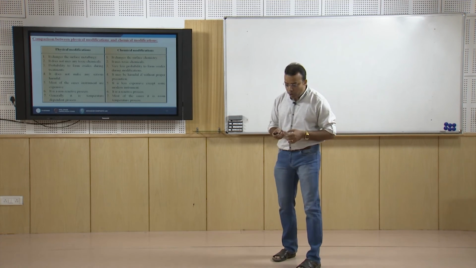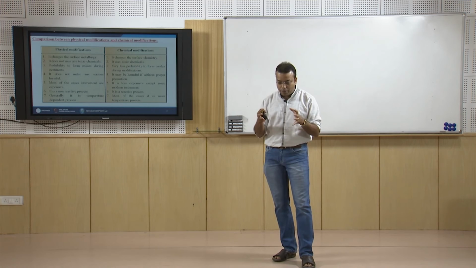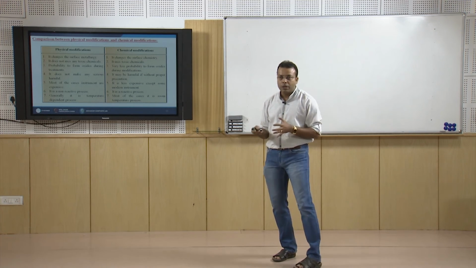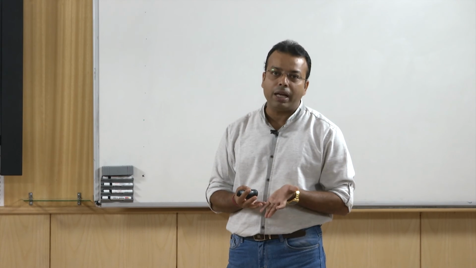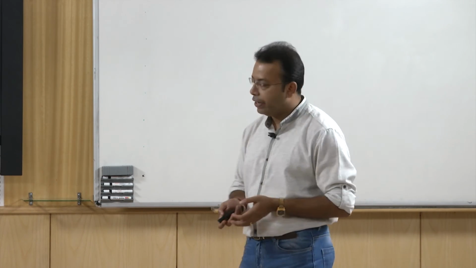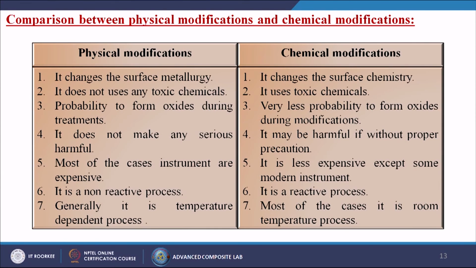Now we are going to summarize our study from the last two consecutive lectures. One is called the physical modifications, another one is called the chemical modifications. What are the main differences? Physical modification changes the surface metallurgy. Chemical modification changes the surface chemistry. So, physical modification is not going to change the chemical properties. It does not use any toxic chemicals, but chemical modification uses certain toxic chemicals. There is a probability of forming oxides during physical treatments, and very little probability of forming oxides during chemical modifications, because chemical reactions are going to take place.